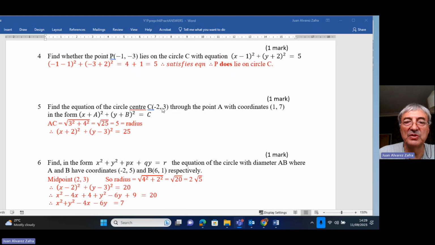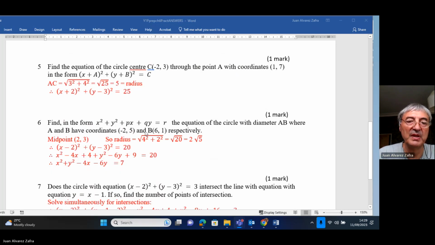And so if we work out the distance from C to the center of the circle using Pythagoras, we get a difference in the x coordinates of 3, squared, and a difference in the y coordinates of 4, squared, which gives us 9 plus 16, which is 25. Square rooted, the radius is 5, and therefore the equation will be (x + 2)² + (y - 3)² = 5², or 25.